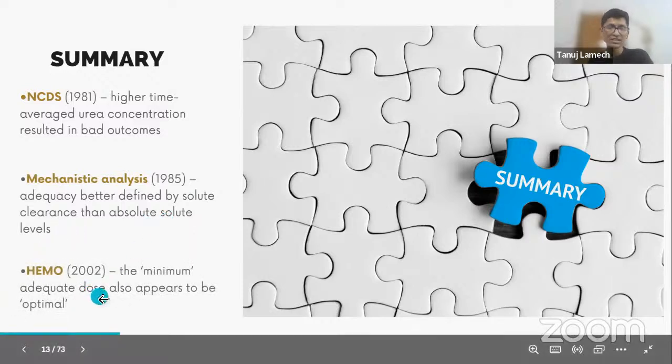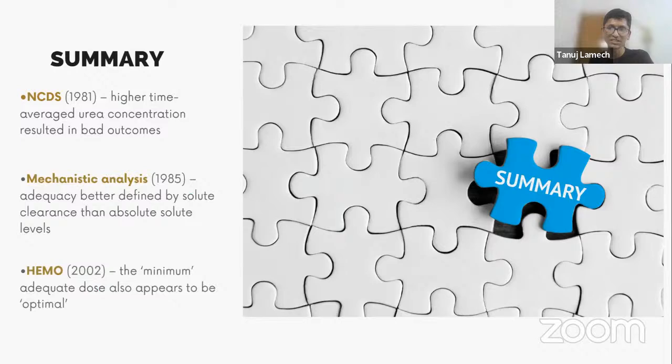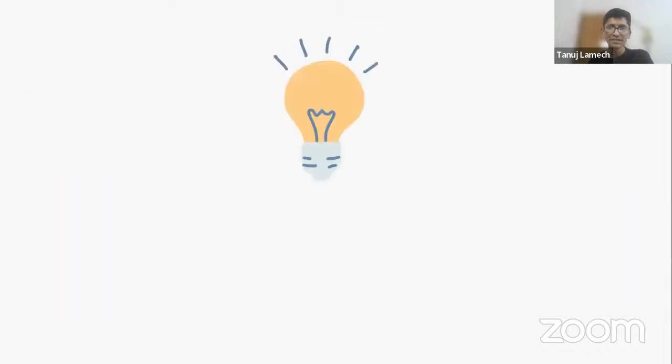And finally, the third thing was the HEMO trial in 2002. They said the minimum dialysis, which we were saying is 1.2, also appears to be optimum. So there's no point in going higher than 1.2. So this was the data as it stands.